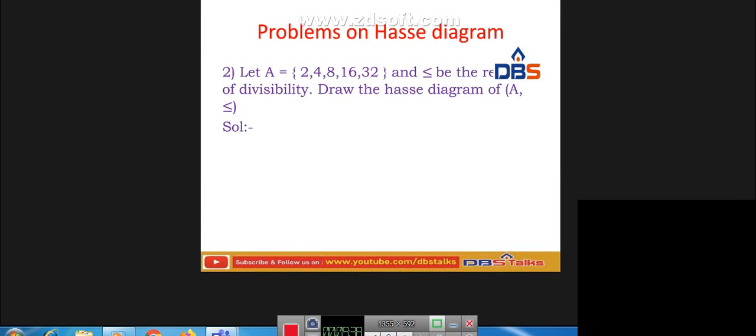See, let A equal {2, 4, 8, 16, 32} and let less than or equal to be the relation of divisibility on A. Draw the Hasse diagram. That is (2,4), (2,8), (2,16), (2,32), (4,8), (4,16), (4,32), (8,16), (8,32), (16,32). Okay, so likewise, first of all, we have to write the relation, then after that go for the Hasse diagram.